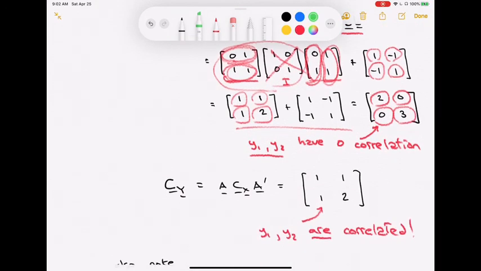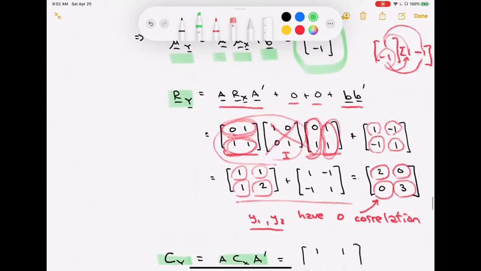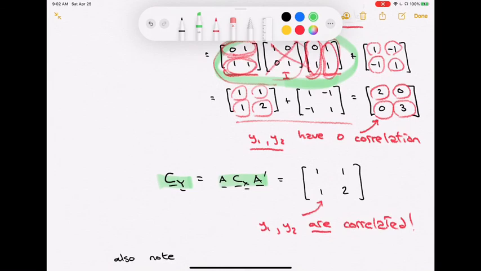I shouldn't have said correlation coefficient. They have zero correlation, the little r is equal to 0. But the covariance Cy is just A Cx A transpose. Well, we had computed that before, because in our particular case, Rx is equal to Cx. We had already done that calculation of A Rx A prime, which is equal to A Cx A prime, because R is equal to C for x. So in this particular case, we can just grab the result, that's this guy, [1, 1; 1, 2].